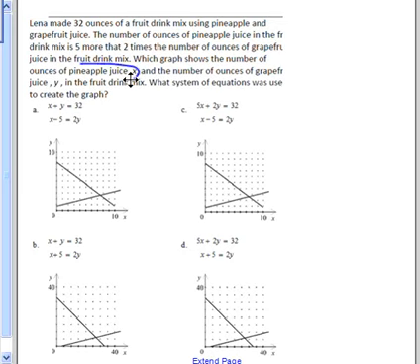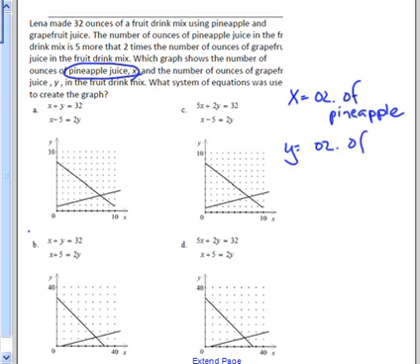Okay, X is the ounces of pineapple, and Y is the number of ounces of grapefruit. It's very important to quantify. In other words, X doesn't mean pineapple juice. X means the amount of pineapple juice. Okay? Y isn't just grapefruit juice. Y is the amount of grapefruit in the entire 32.